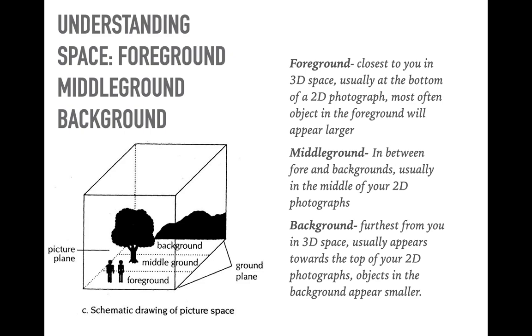Foreground is what would be closest to us in three-dimensional space, and in a photograph it would be near the bottom. Things in the foreground typically look bigger. Middle ground is, big surprise, the middle, in between the foreground and the background. And then background would be what is furthest away from you in three-dimensional space. In the photograph, it would be towards the top, and things that are in the background are going to look smaller.